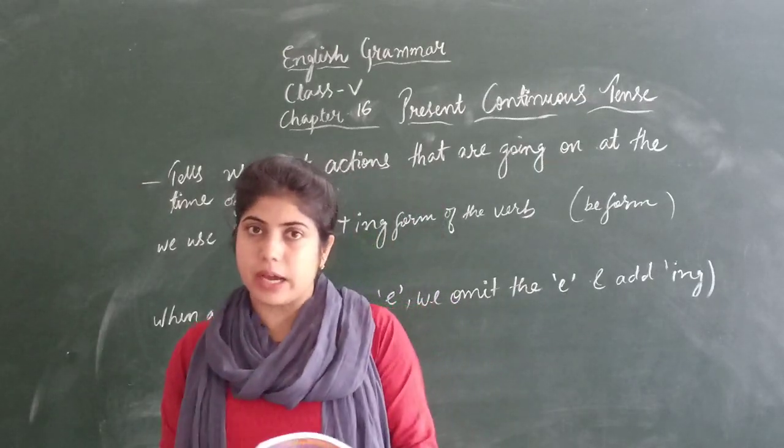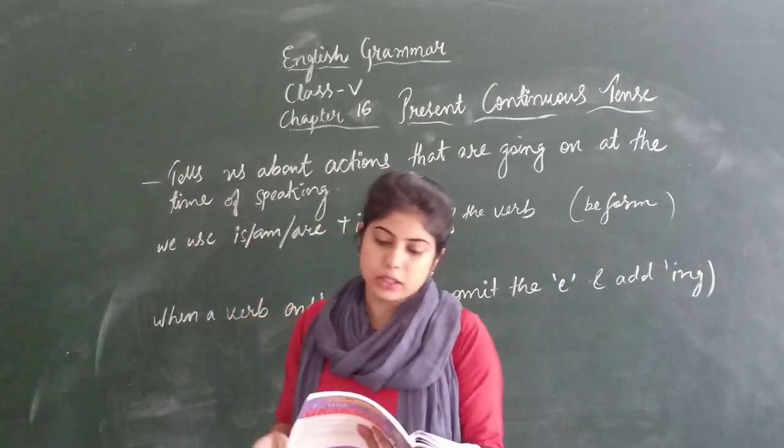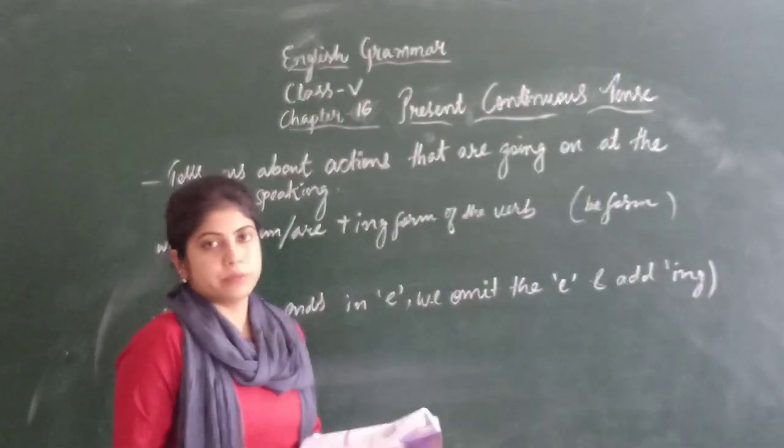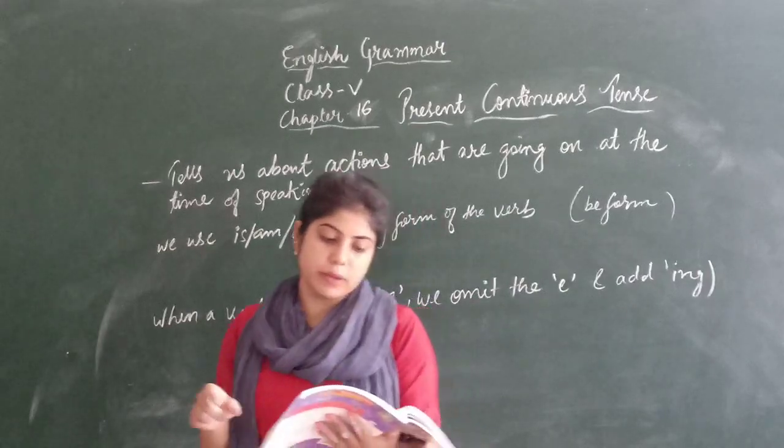Jo abhi chal raha hai. Okay? So we say present continuous tense kehte hain. And it tells us about the actions that are going on. Jo abhi chal raha hai. Us process mein hum ise kehte hain.